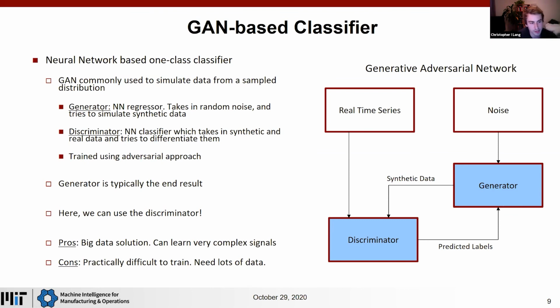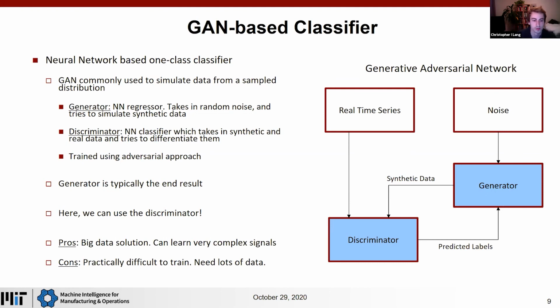Normally, what these GANs end up used for is just taking the generator and using this to create examples of data from this known distribution. But actually here, what I think makes a lot of sense is to use this discriminator in order to determine if some new data coming in came from the same distribution as this real nominal time series data.